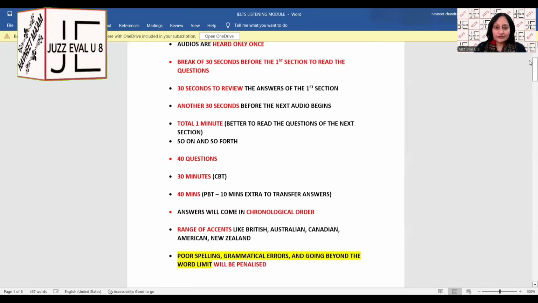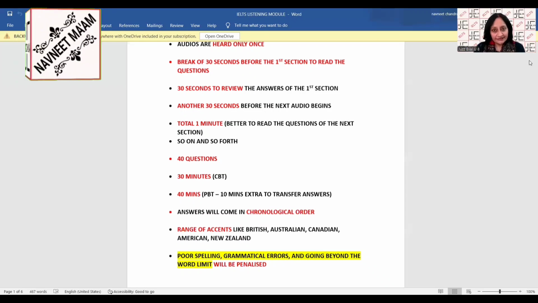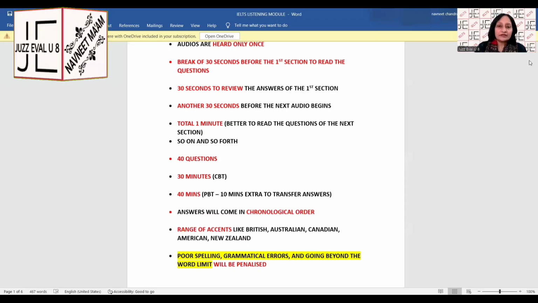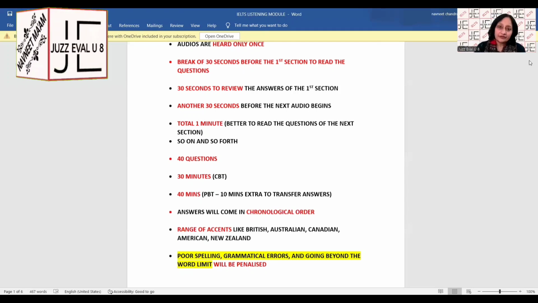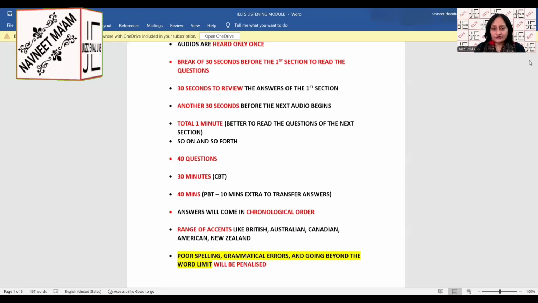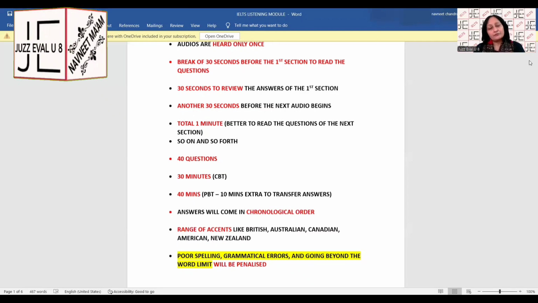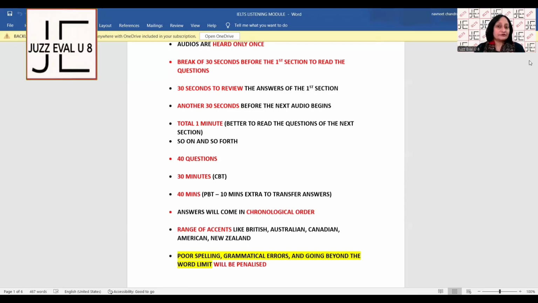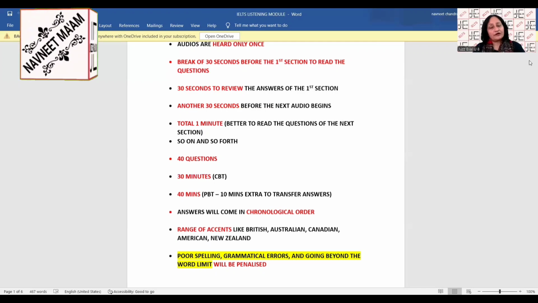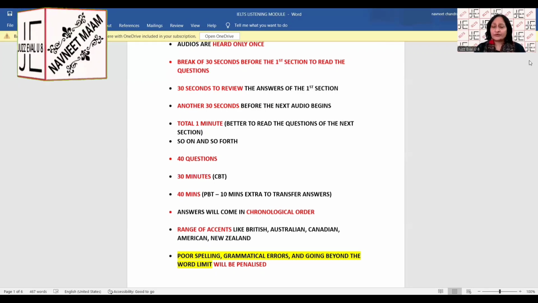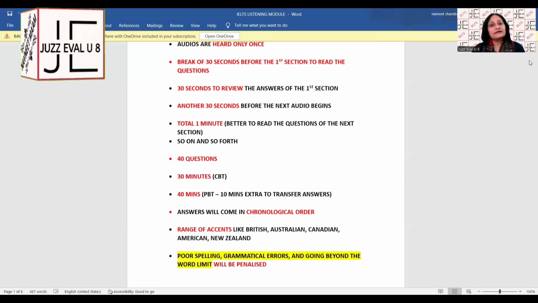There are 40 questions in all. You will be given 30 minutes in a computer based test, and you'll be given 10 minutes extra in a paper based test as you need to transfer your answers from a rough sheet to a fair sheet. So, in a paper based test, you'll get 40 minutes. Most of the answers will come in a chronological order, so you have to listen to the audio and keep on filling or matching, or whatever the question be, answering side by side.